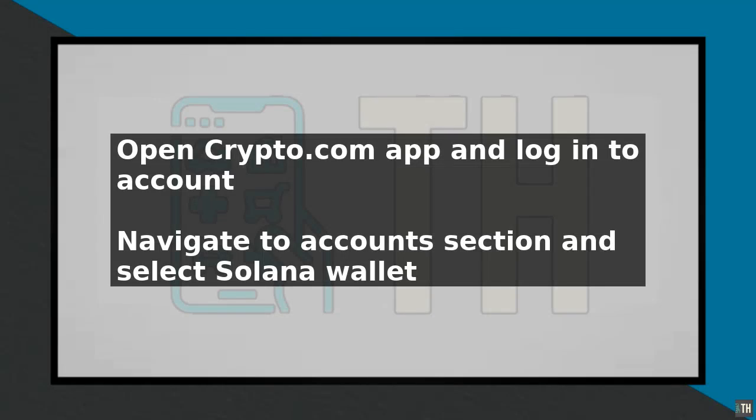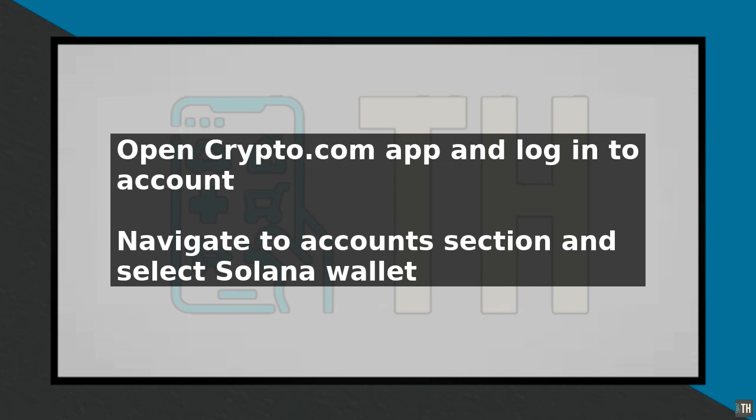To transfer Solana from Crypto.com to Phantom Wallet, you need to follow a series of steps. First, open the Crypto.com app and log into your account. Navigate to the Accounts section and select the Solana wallet. Click on the Withdraw button and select Solana as the currency you want to withdraw.